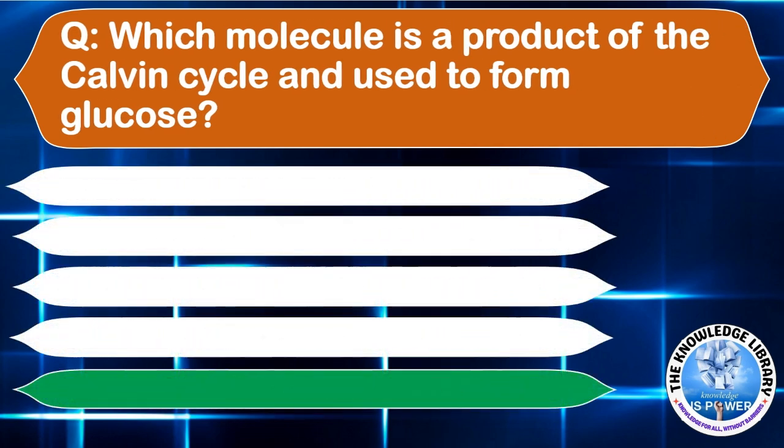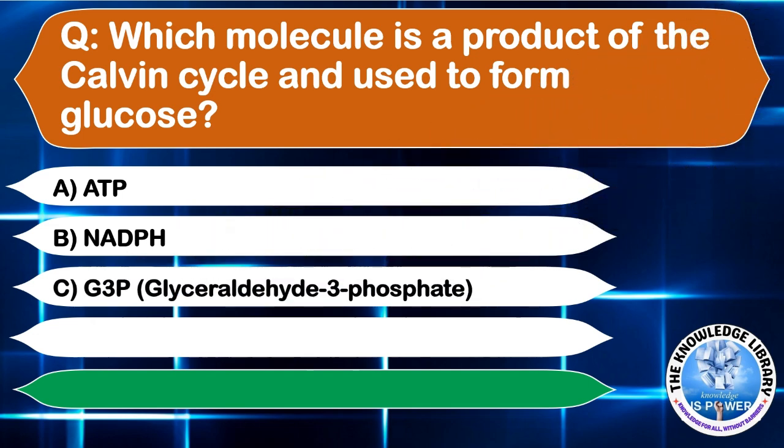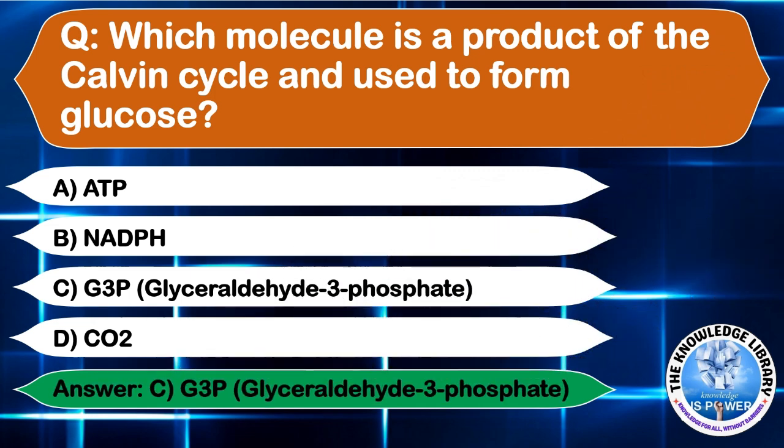Which molecule is a product of the Calvin cycle and is used to form glucose? Option A, ATP. Option B, NADPH. Option C, G3P. Or option D, CO2. The correct answer is option C, G3P. Moving to the next question.